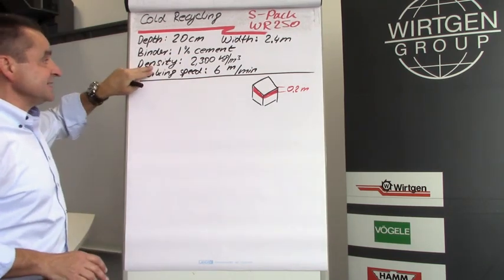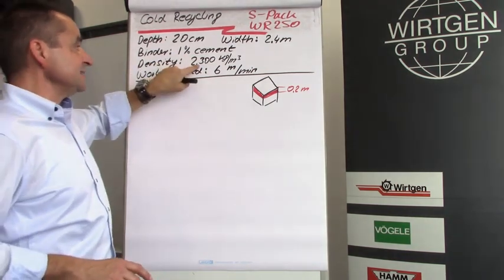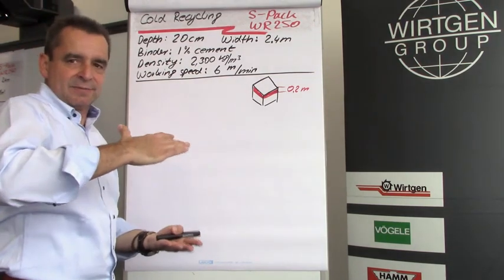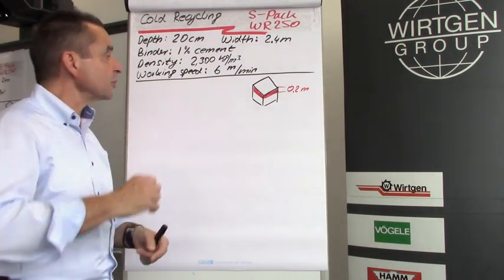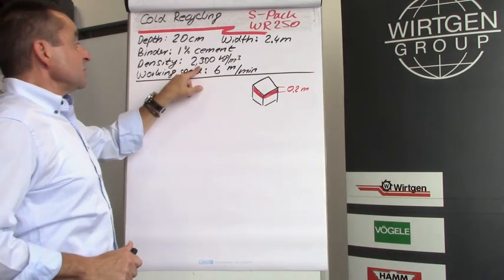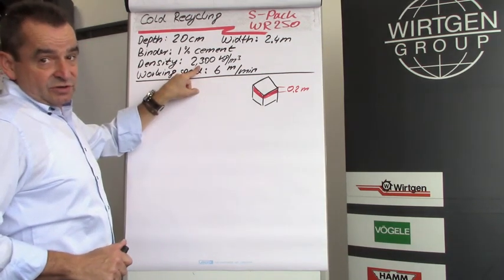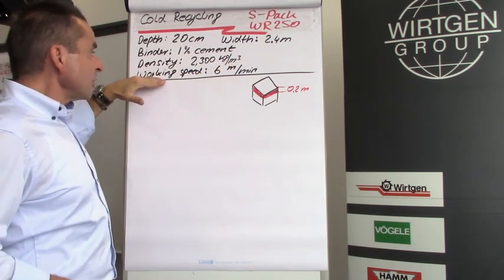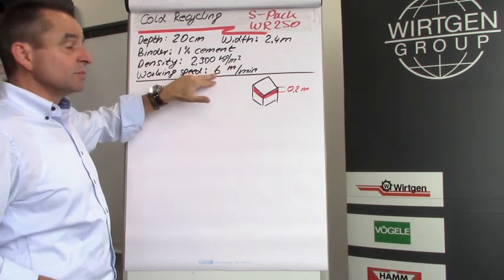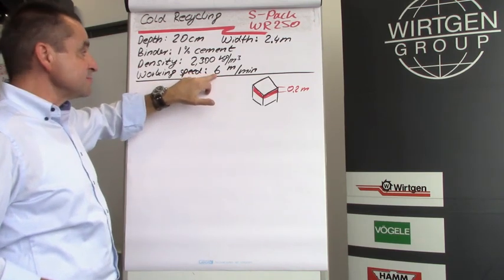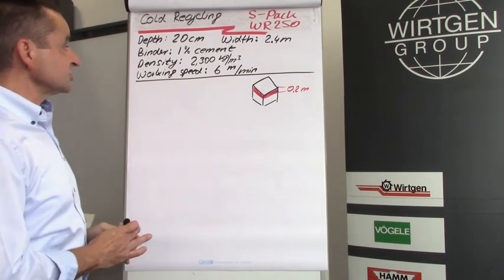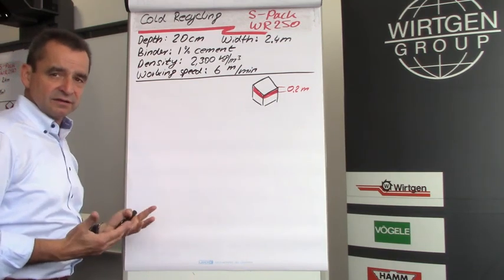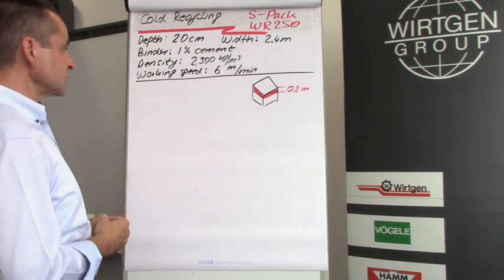Okay, density is also important now. You see the density of the material which is there already, our recycling package or existing pavement, for example. In our example it will be 2.3 tons or 2,300 kilograms per cubic meter. And our working speed for this application will be approximately 6 meters per minute.